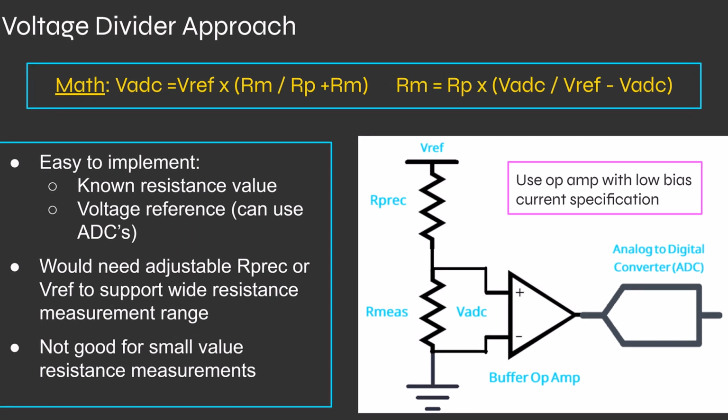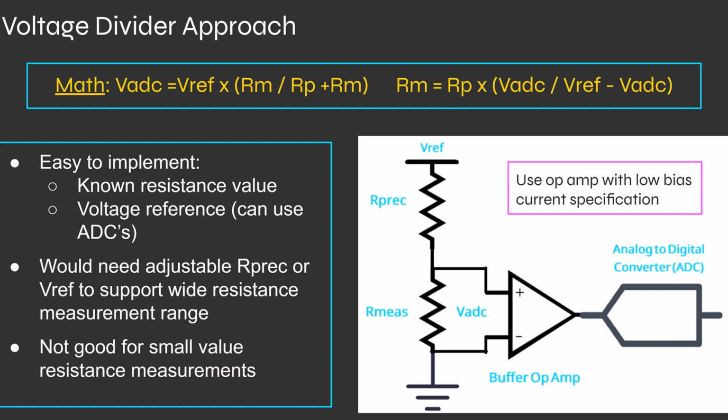So if you look at the circuit diagram, we have our R_prec, which is our precision resistor, the resistor whose value we know. R_meas is the resistance that we don't know, the unknown resistance. V_ref is the voltage source value that we know. And then, of course, we have a buffer op amp and an analog to digital converter.